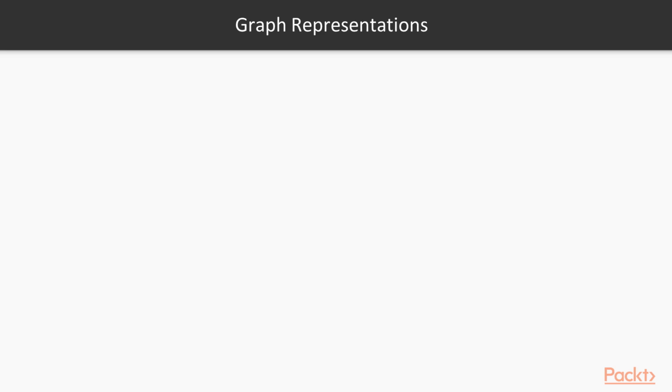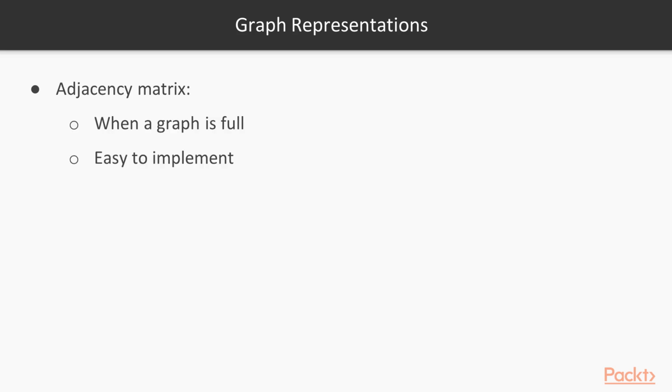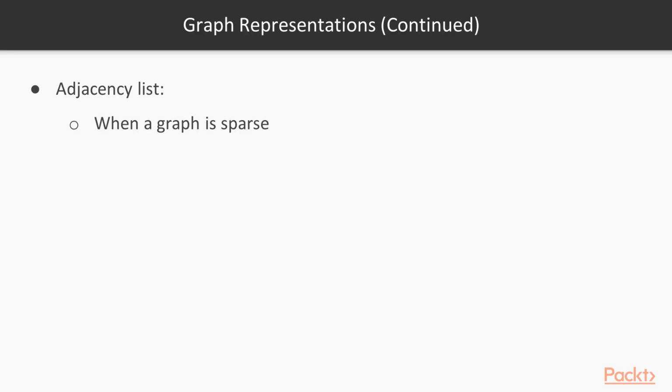There are two representations for a graph: adjacency matrix and adjacency lists. The adjacency matrix is a 2D array, while the adjacency list is an array of lists. We use the matrix typically when the graph is full because it's easy to implement and it's fast. On the downside, it does take more memory. We'll use a list representation when the graph data is sparse, therefore it takes less memory. The downside is that the searches are not efficient.